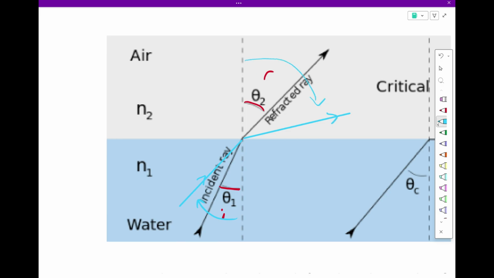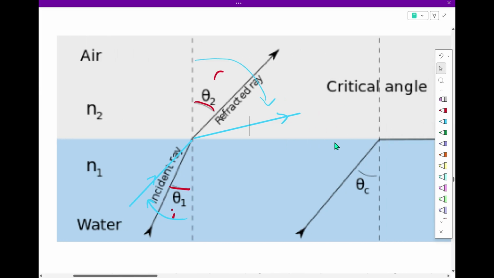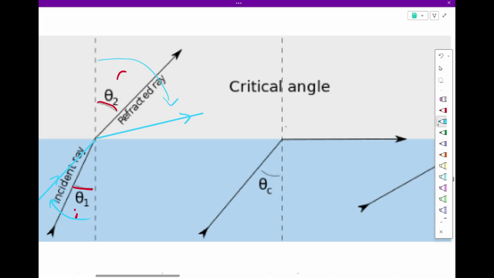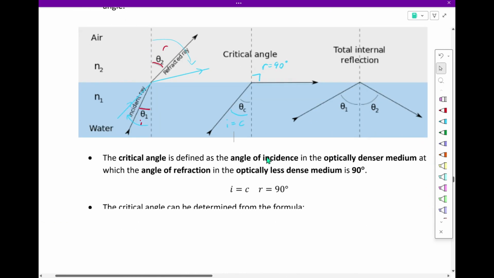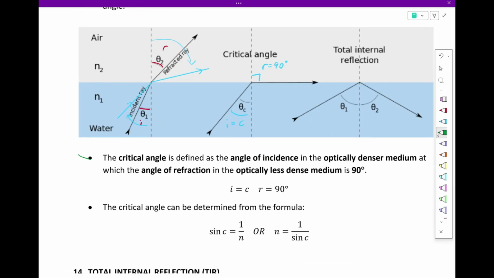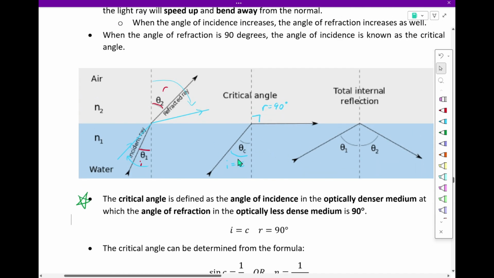If I increase angle I to here, you also notice that your R will also increase further down, right? So what happens if I keep constantly increasing I, until you notice that your R is now 90 degrees. This specific I is what we call your critical angle. So your critical angle, by definition, is the one below here. This is the angle of incidence in your optically denser medium, in this case water, for which the angle of refraction is 90 degrees.